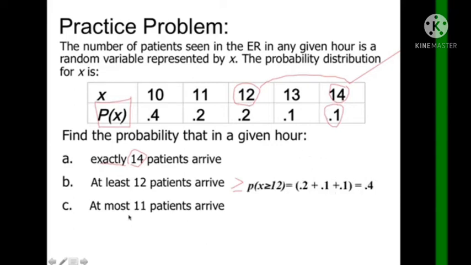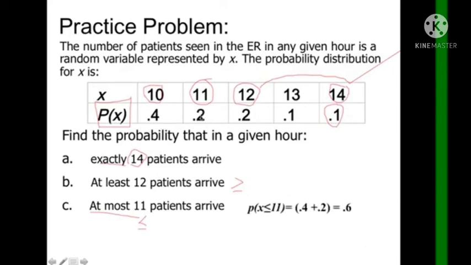Now, finally, at most 11 patients. Pag sinabing at most, ano naman yon? Pag sinabing at most, siya yung pinakamataas at meron pang mas mababa sa kanya. So, pinakamataas daw yung 11 at meron pang mas mababa kay 11. At ano yon? 10. So, ngayon, parang ang symbol naman nito is less than or equal. So, we have 0.4 and 0.2. The answer is 0.6. You got it?